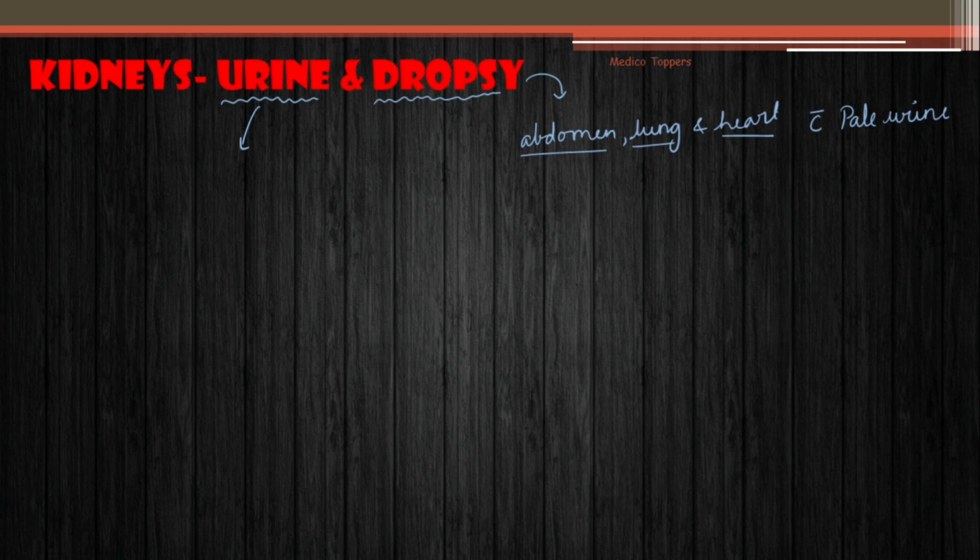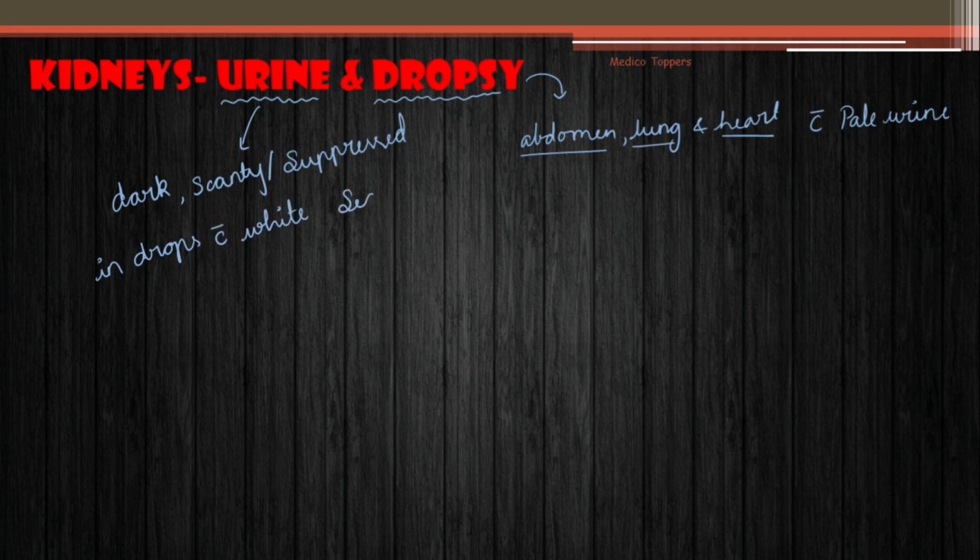So let's see what is going on in colchicum. Our uncle is having dark, scanty or suppressed urine. Either it will come in drops with white sediment. Sometimes patients who suffer from nephrolithiasis say these types of symptoms, because some stones get dissolved and come in the form of white sediment, which we have to pre-inform the patient. And there may be bloody, brown, black, ink-like urine.